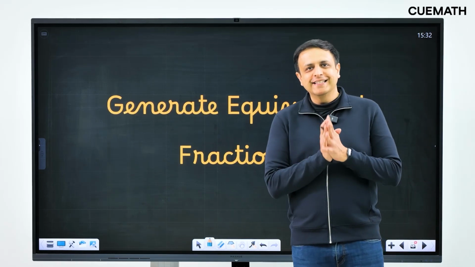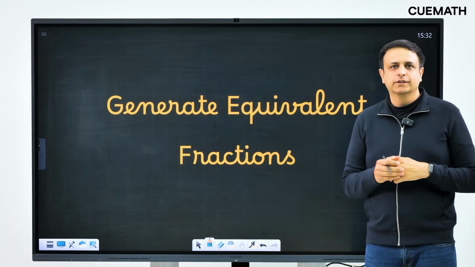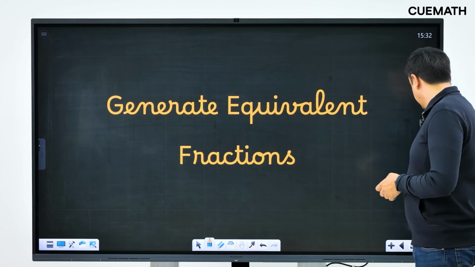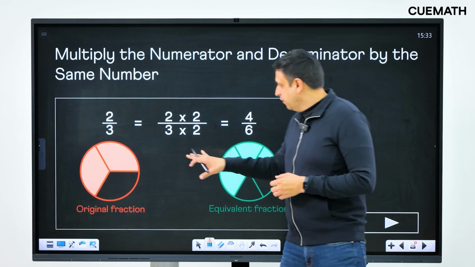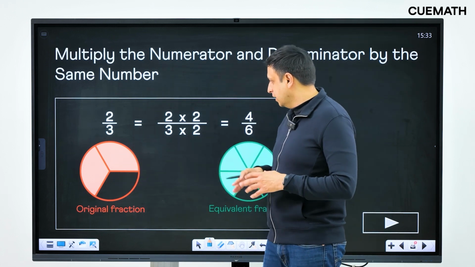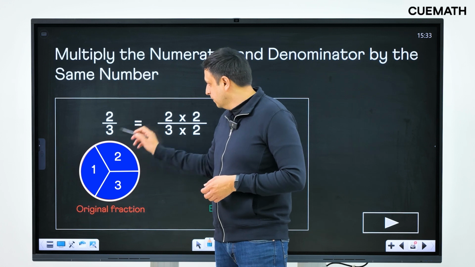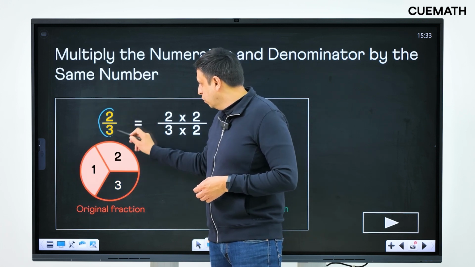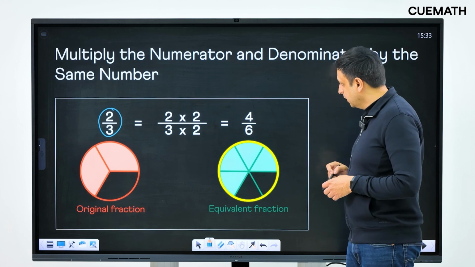Hi everybody, in this lesson I will help you understand how to generate equivalent fractions of a given fraction. So let's get started right away with an example. We have this picture here that shows a whole circle divided into three equal parts. So this is the fraction 2 over 3.